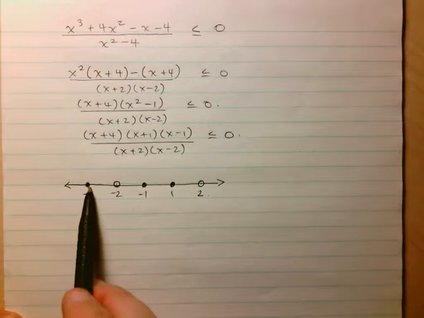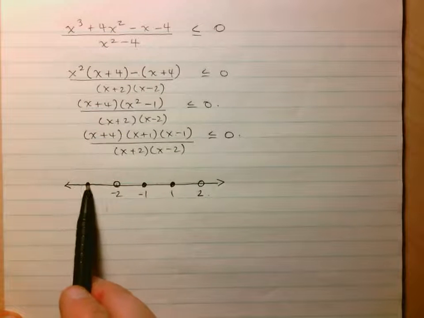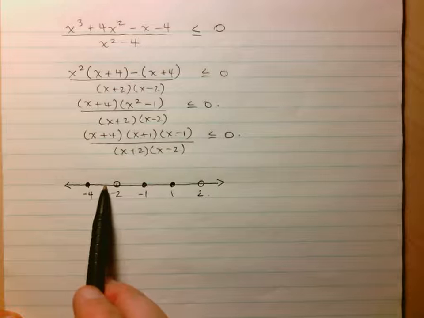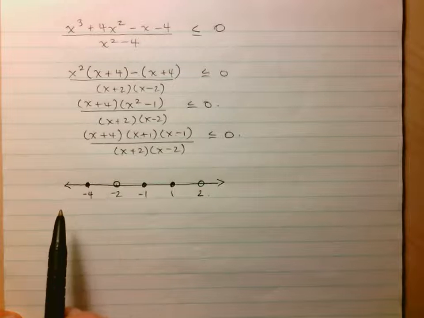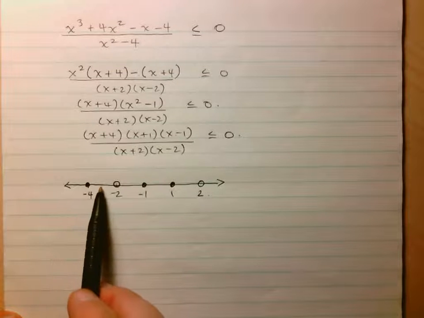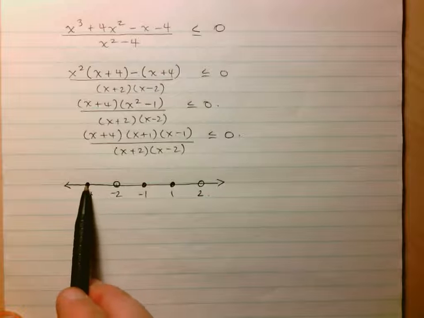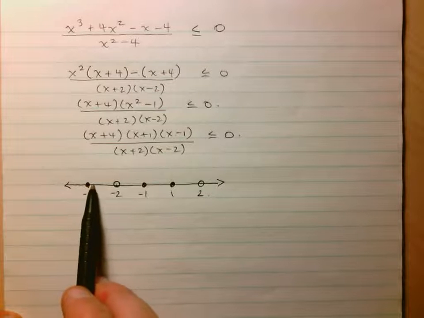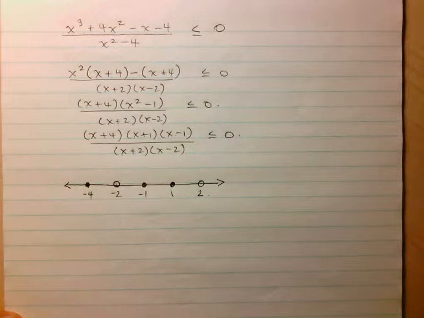So all I have to do is check one value in any one of these intervals. If it's positive, it means it's going to be positive everywhere in that interval. If it's negative, it has to be negative everywhere in that interval because there's no place for it to change sign in between. Okay, so all I need to do is pick one value in every interval.